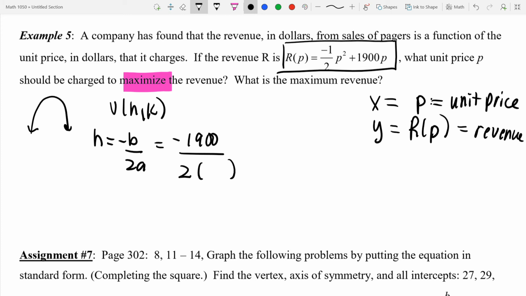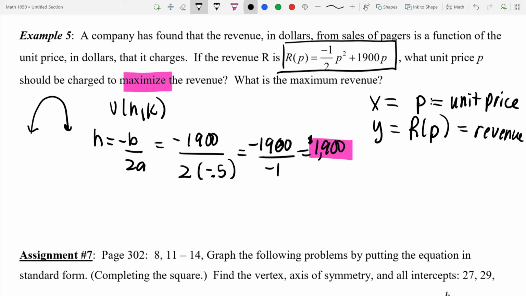Can I put negative 0.5? Is that okay? What do you think? You can, sure, they're exactly the same thing. So that gives me negative 1900 over negative 1, which is 1900. Now everybody stop. What does that stand for? The x coordinate of my vertex. What does the x stand for? Unit price. Read the question. What unit price should be charged? That's our answer. Every word problem has a label. What's the label that goes with the 1900? A dollar sign. Put a dollar sign, add a comma, there's your answer.